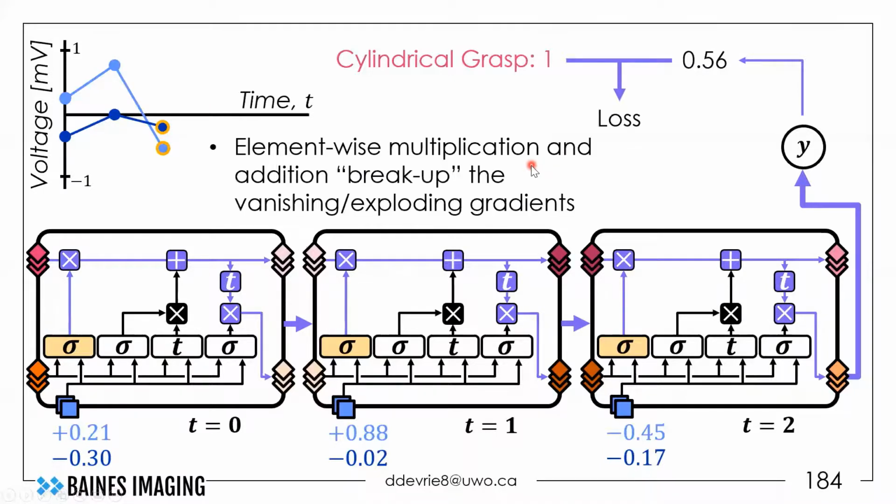And what the advantage of using these LSTM cells is that these element-wise additions and multiplications work to break up those vanishing and exploding gradients. So instead of that gradient value being multiplied to a very large exponent, these additions and multiplications break that exponential behavior up and allow these cells to be trained more effectively.